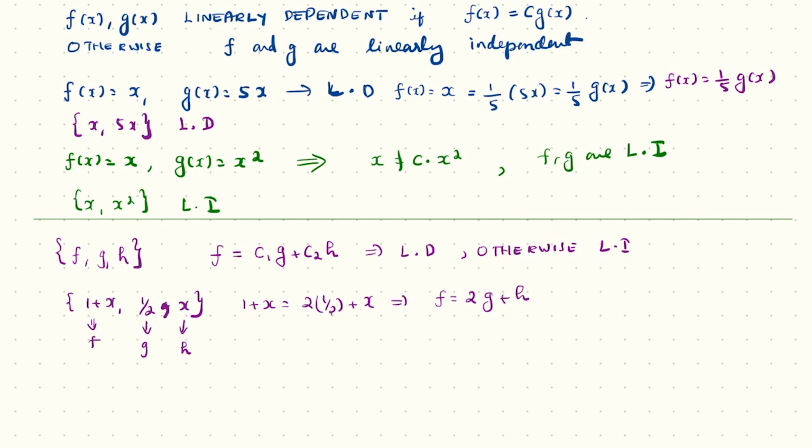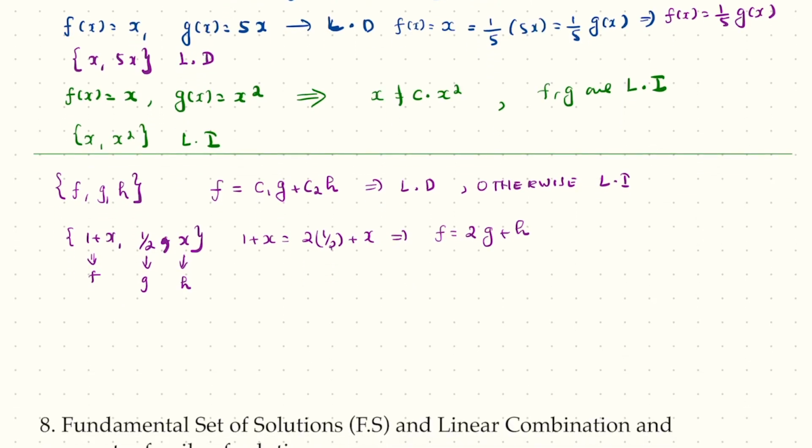Then this set is linearly dependent. This set right here is linearly dependent because I can write 1 as a linear combination of the other two. On the other hand, ladies and gentlemen, if I give you this set, as simple as this, 1, x, x squared, there is no way I can write 1 as a linear combination of the other two, and so this set is linearly independent.